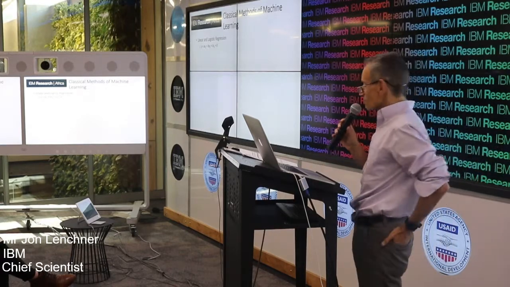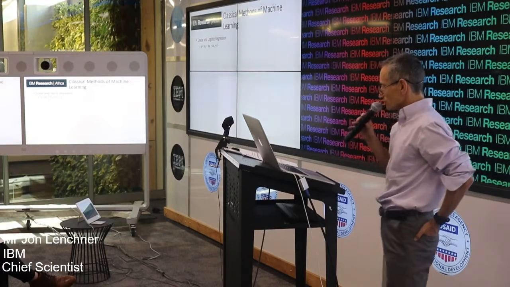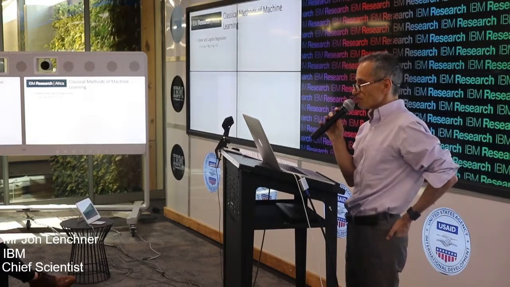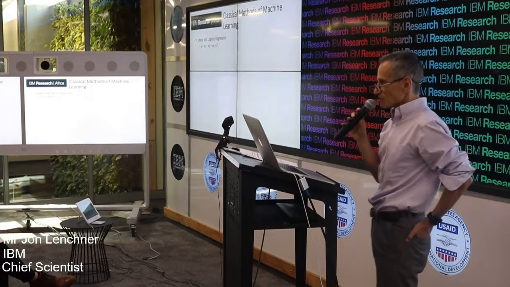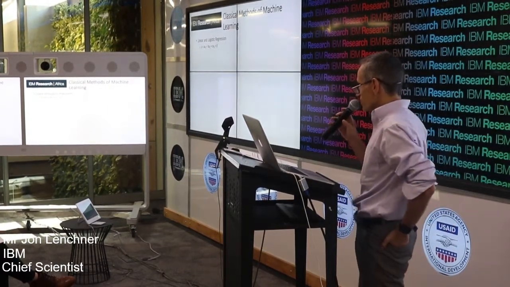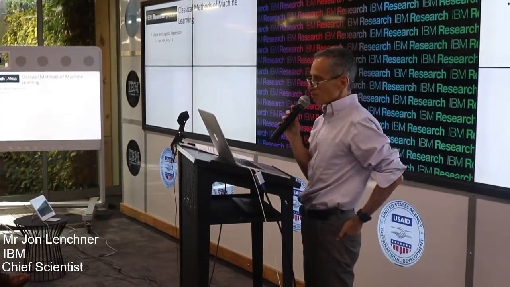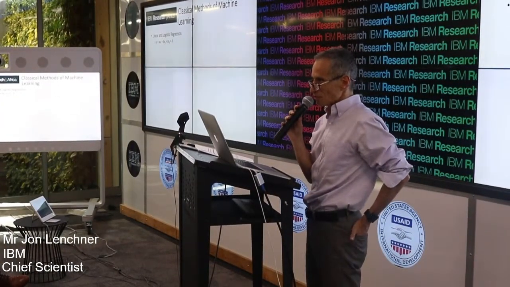Okay, so first I'm going to go into some of the classical methods of machine learning, and then we're going to look at some of the more state-of-the-art methods. First of all, there are regression methods, what are called linear and logistic regression. You probably all learned about linear regression in school at some point.